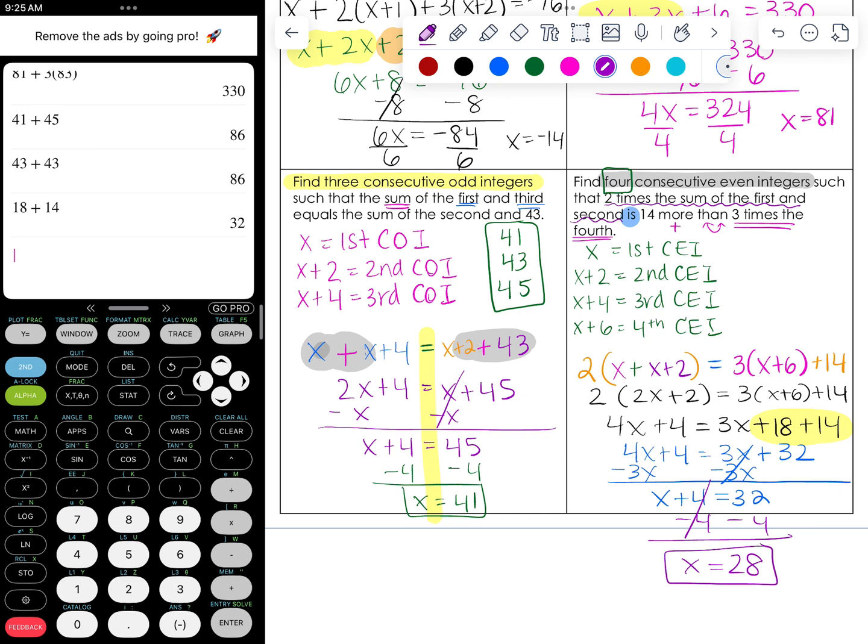So again, it's an integer, yay, it's even, so I'm on the right track. And now I need to write all 4 of those numbers, so it's going to be 28. The next even number is 30, then 32, then 34. So those are my 4 numbers.